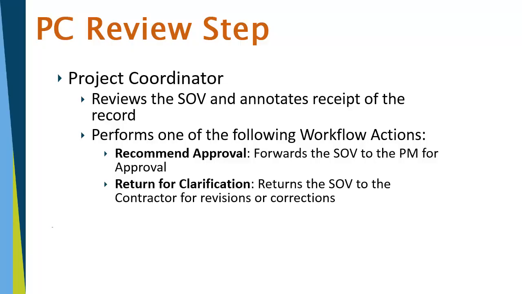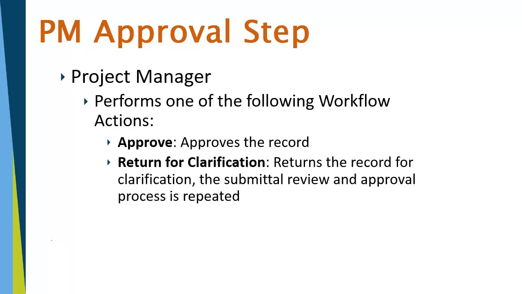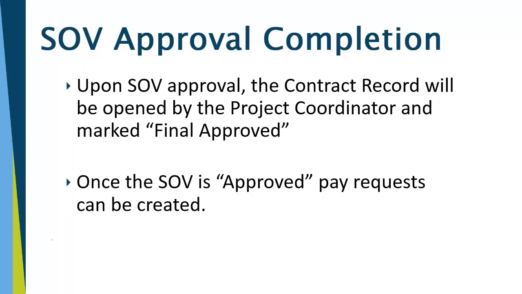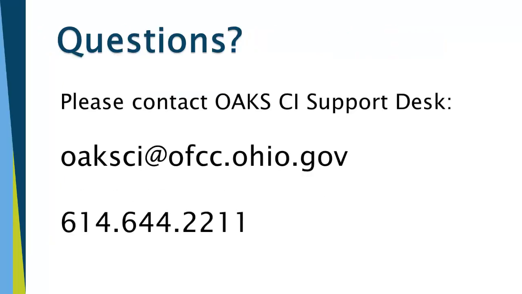At the project coordinator review step, they're going to review the SOV and annotate receipt of the record. They can recommend approval or return for clarification. The project manager has final approval of the schedule of values. When they get the task, they'll either approve the record or they can return for clarification. Once the SOV is approved, the contract record will be opened up by the project coordinator and marked Final Approved. Once the SOV is in approved status, pay requests can be created.